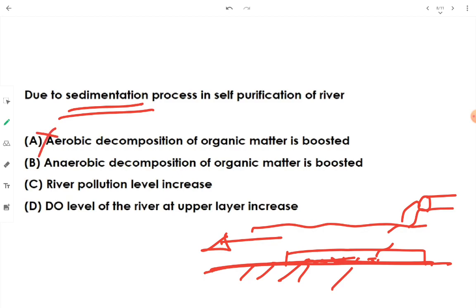River pollution, obviously, increases when you mix wastewater, but this is not the proper answer to the question asked. The question says, due to the sedimentation process in self-purification of a river, what is happening? Sedimentation alone is not polluting the river. The mixing of wastewater is itself polluting the river, but we are specifically targeting the sedimentation process. That's why the river pollution option is not relevant to this specific question. DO level of the upper layer increases? No, this is not going to happen. Therefore, the correct answer is anaerobic decomposition of organic matter. Okay, let's go to the next question.